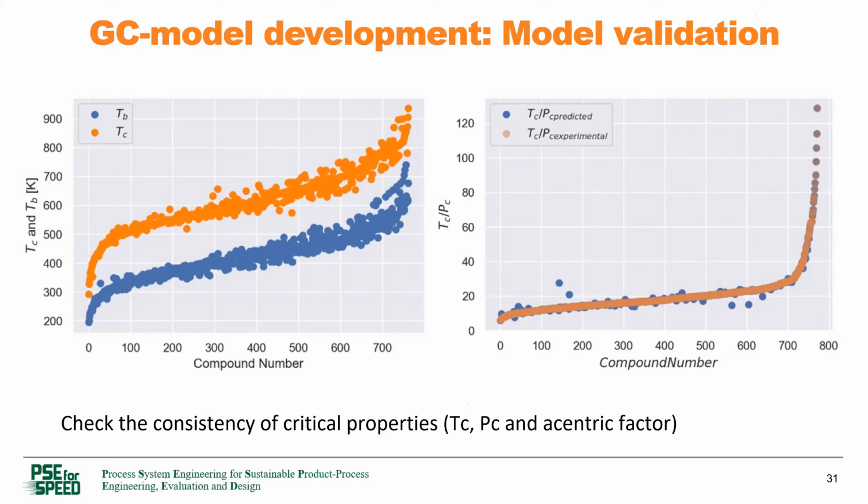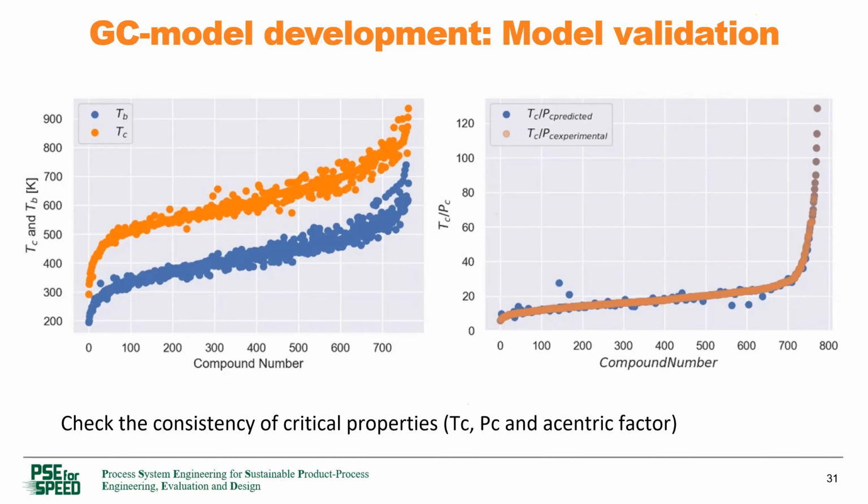Also, you will see that in equations of state, the ratio of TC by PC is an important parameter. And if we make mistake in that, then the phase equilibrium will be in error. So we see that except for a few points, the ratio of TC by PC is predicted very accurately. And other correlations are also possible.